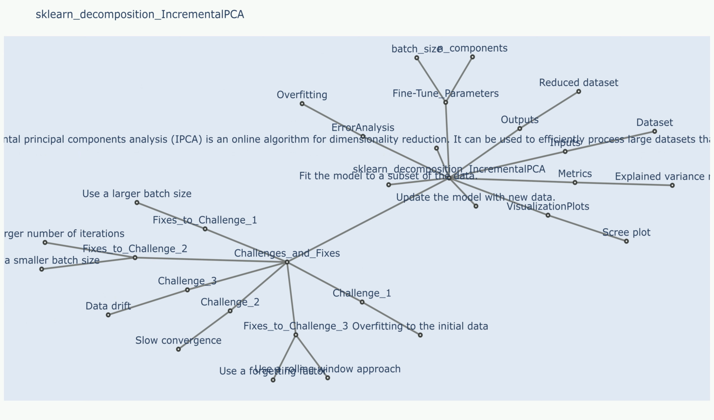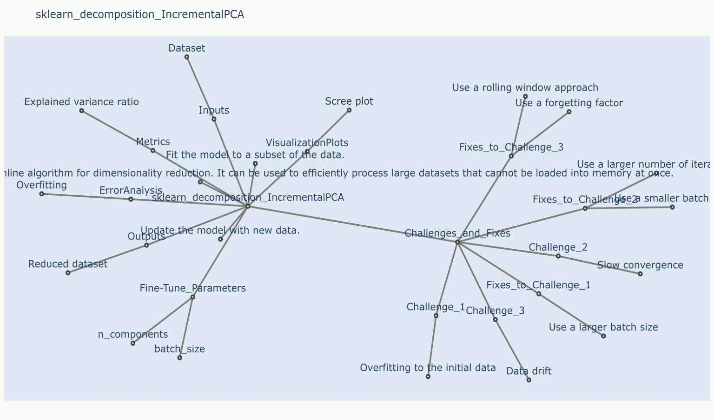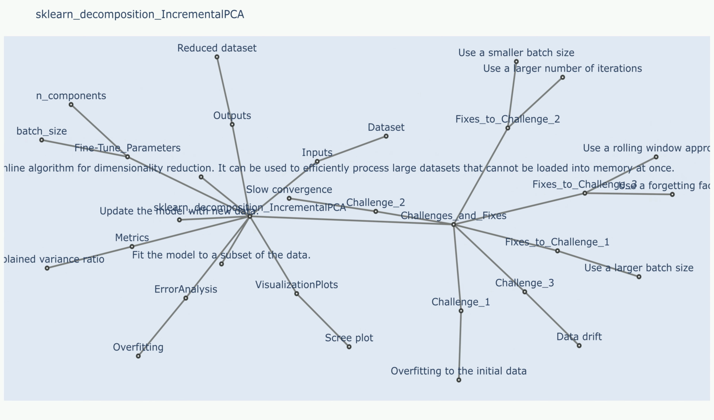Inputs. X, a 2D array representing the input data. Each row corresponds to a data point, and each column represents a feature. The shape of X is n_samples, n_features. Batch size, the number of data points to process in each batch. This value should be set according to available memory resources. A larger batch size can result in faster processing but requires more memory.